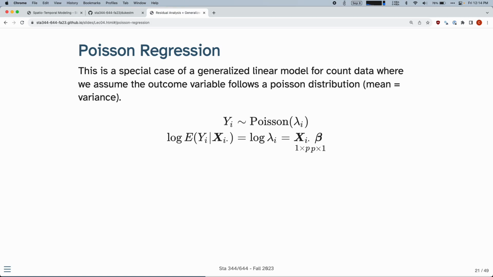Is the link in this case g of x is x? No, so the link is just here. It's g of the expected value is equal to eta, which is equal to the x beta term. But g is log. So g in the Poisson case canonically is log. You can pick other ones, but yeah.